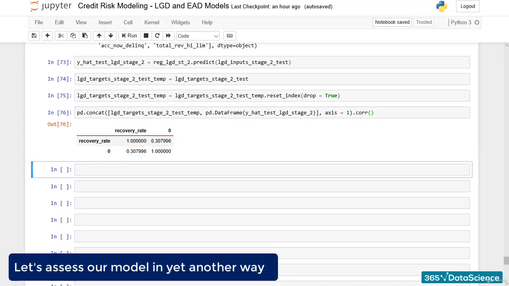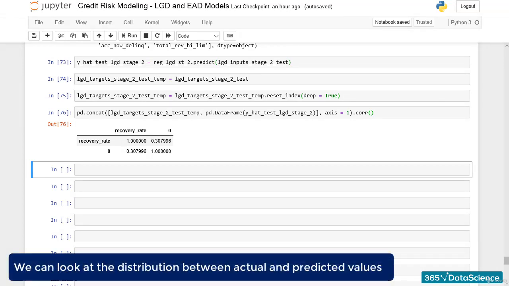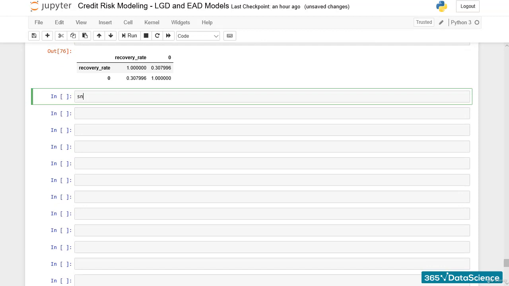That said, let's assess our model in yet another way. We can look at the distribution of the differences between actual and predicted values, called residuals. If everything is okay, this distribution will be close to a normal distribution and will have a mean of 0. Let's plot the residuals using the distribution plot method from Seaborn we imported as SNS. Here, as an argument, we want the difference between the actual and predicted values.